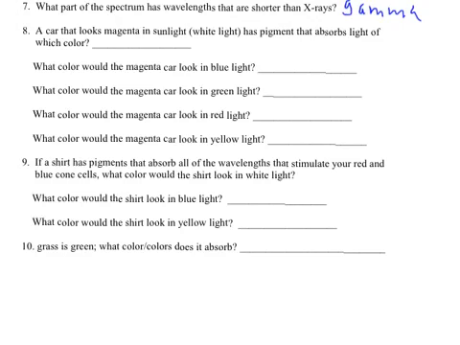Okay, now comes the tricky ones. These are the ones I'm most interested in you being able to do. Here's what we've got. A car that looks magenta in sunlight, which is white light, has a pigment that absorbs which color? The question is, which color do we have to absorb to turn white light into magenta light? So let's go to a diagram of this.